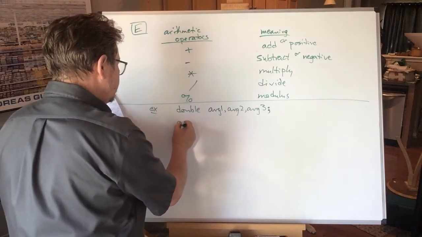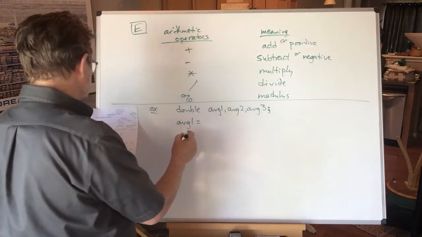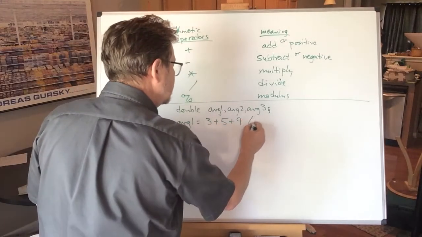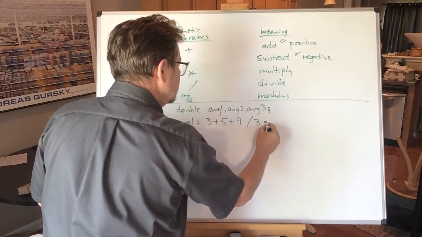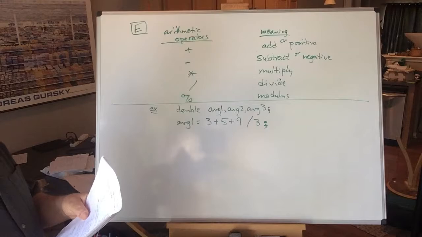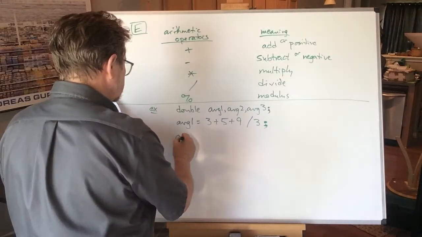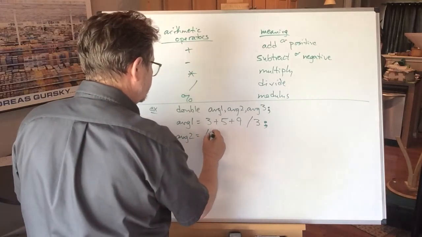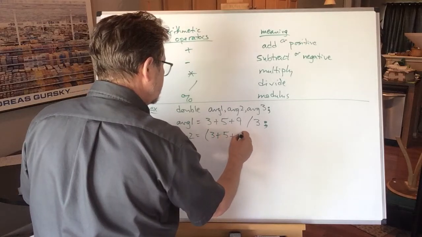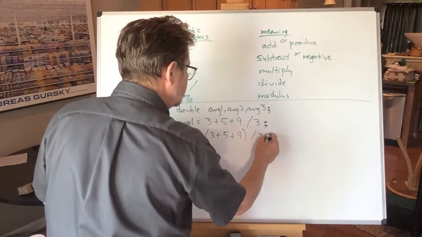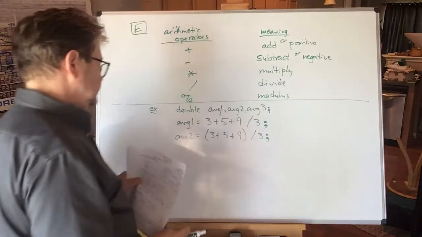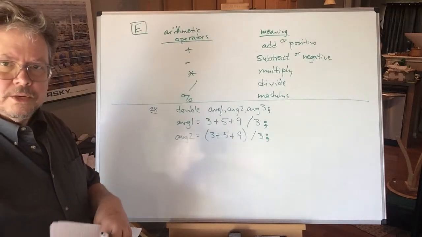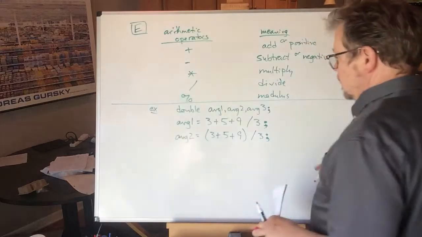And let's calculate average 1. AVG1 equals 3 plus 5 plus 9 divided by 3. Of course it does. What could be simpler? Average 2. AVG2 equals, and I'm going to put these in parentheses for whatever difference that makes, 3 plus 5 plus 9, close parentheses, divided by 3. And I did it, I accidentally lied again. I'm not going to write the third one up there until we trace this far and see what happens, and see if this makes any difference.